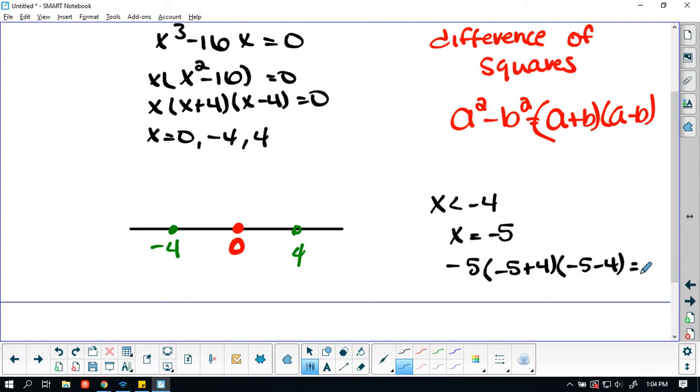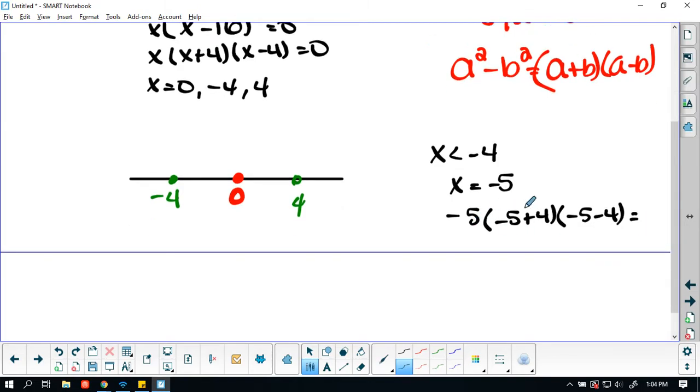And again, we're just looking for the signs. We're looking at the factored signs. So this first factor sign is a negative. This will produce a negative 1, which is a negative, and this would produce a negative 9, which is negative. So we're looking at negative times negative times negative, which will give me a negative. So we're down here in negatives. Then from negative 4 to 0, I'm going to pick negative 1.